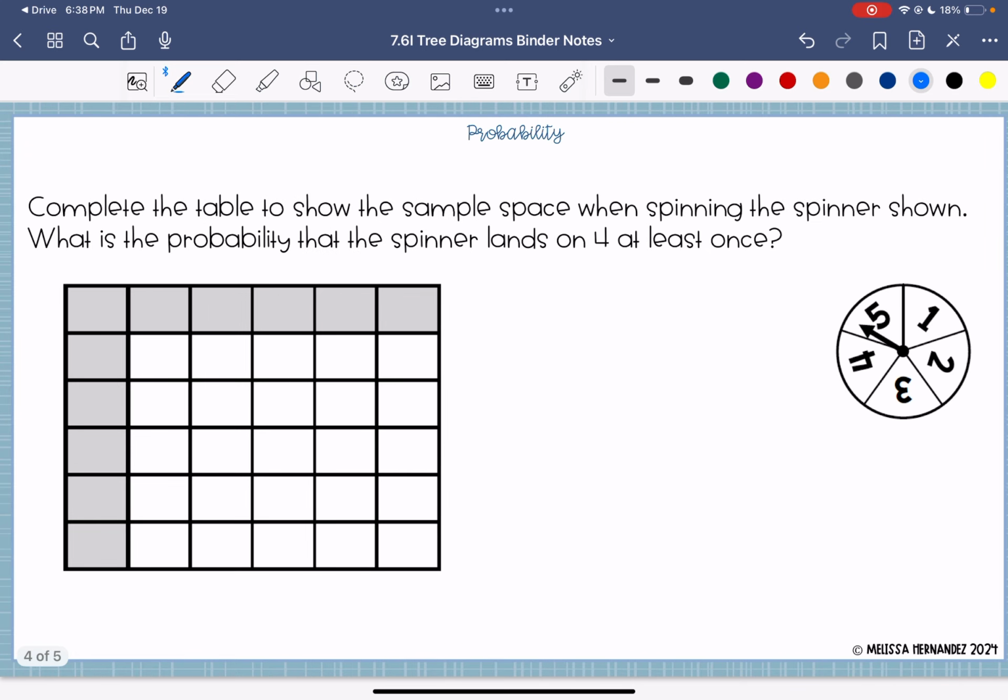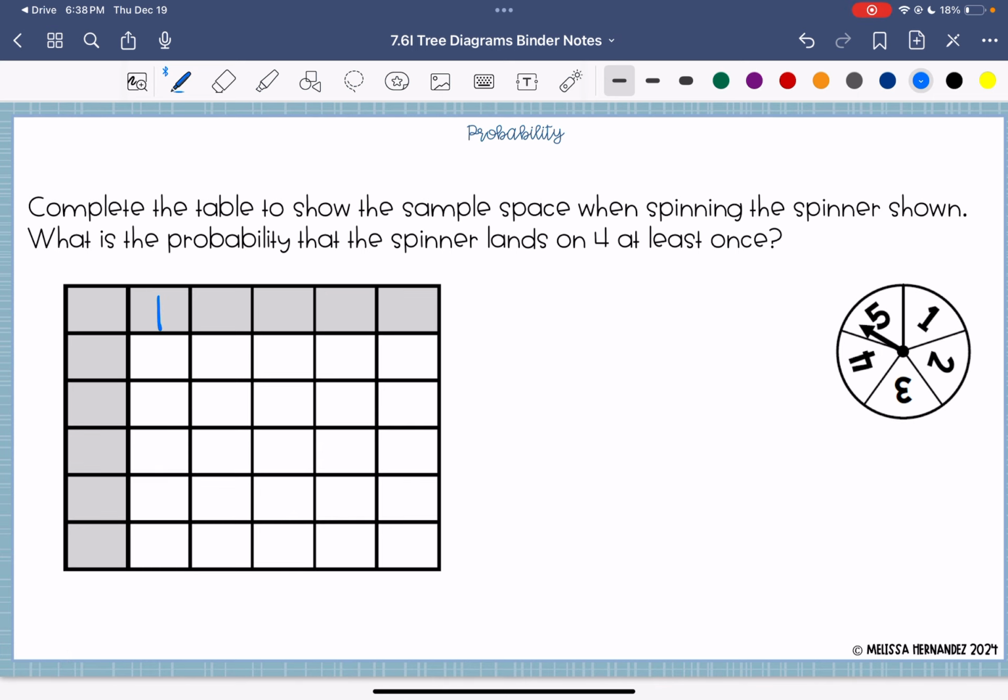Okay, so this one says complete a table to show the sample space when spinning the spinner shown. What's the probability that the spinner lands on 4 at least once? Well, we can also even do a tree diagram. It would actually work. However, it would get pretty busy pretty fast. So a table works out best. But you could still use a tree diagram.